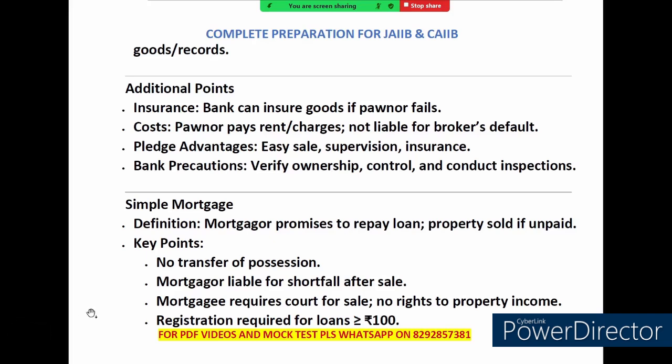If the sale does not cover the loan, you are still liable for the shortfall. The bank, that is the mortgagee, needs to go to the court to sell the property, and they don't have any right to the property income. Registration is required for a loan of 100 or more. Obviously, registration is required. So this is the point.